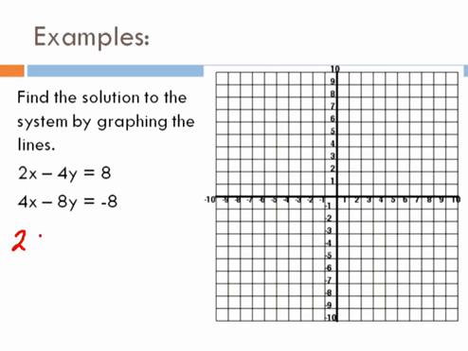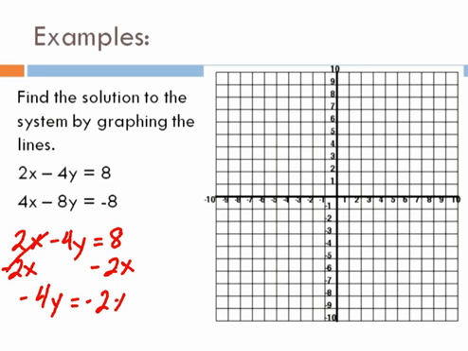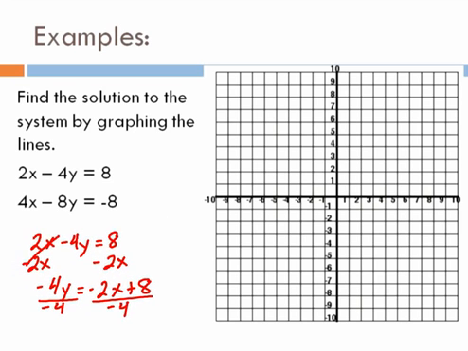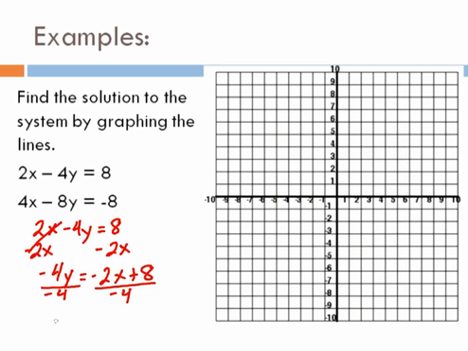So the first one, 2x minus 4y is equal to 8. We'll start off by subtracting 2x on both sides. That leaves us with negative 4y is equal to negative 2x plus 8. We'll need to divide by negative 4 on both sides. That leaves us with y is equal to negative 2 divided by negative 4 is positive 1/2 x, and then 8 divided by negative 4 is negative 2.